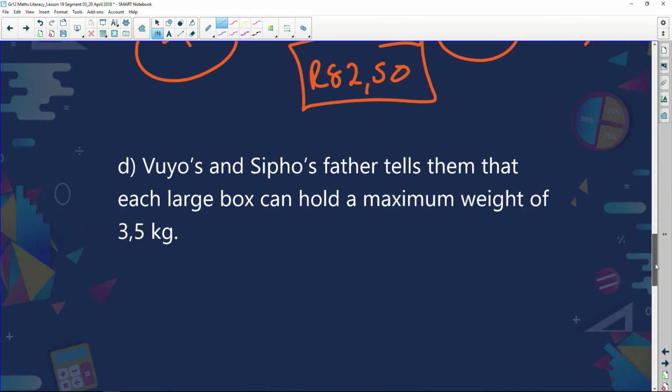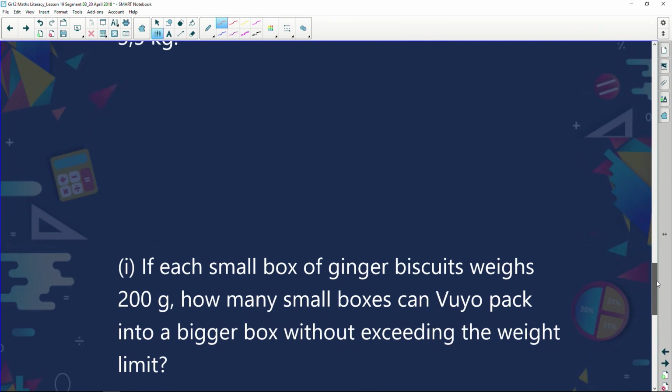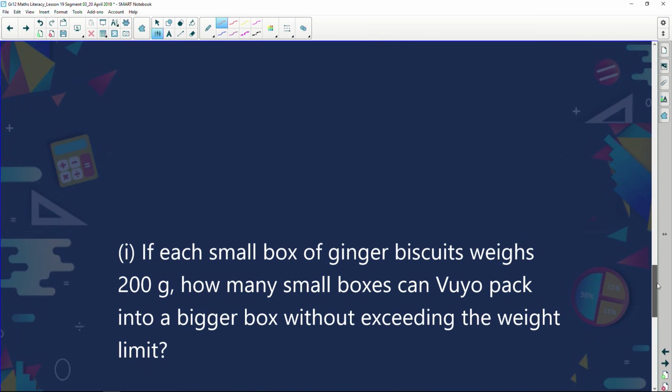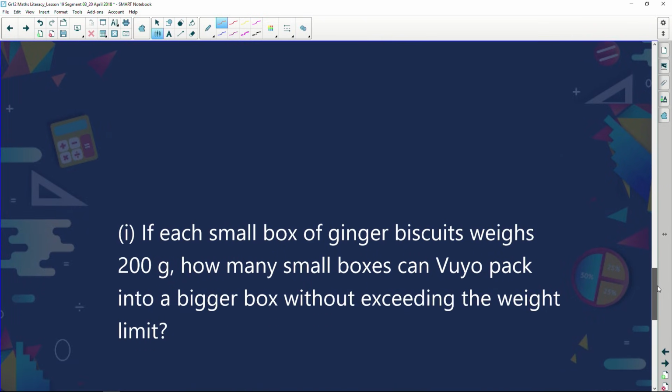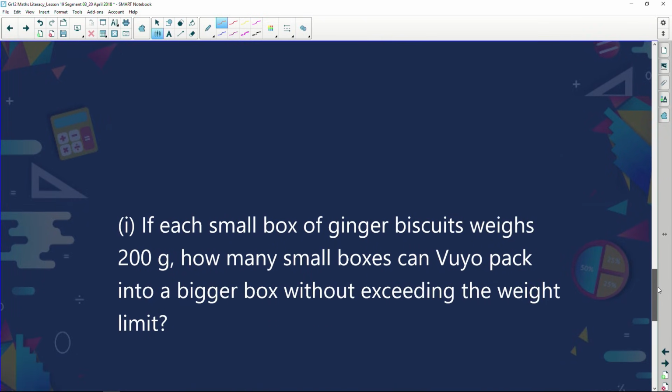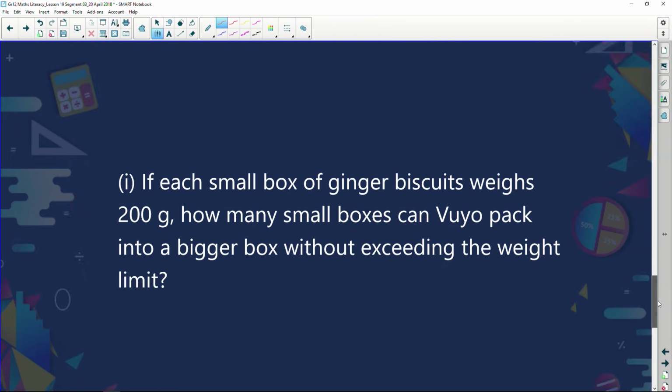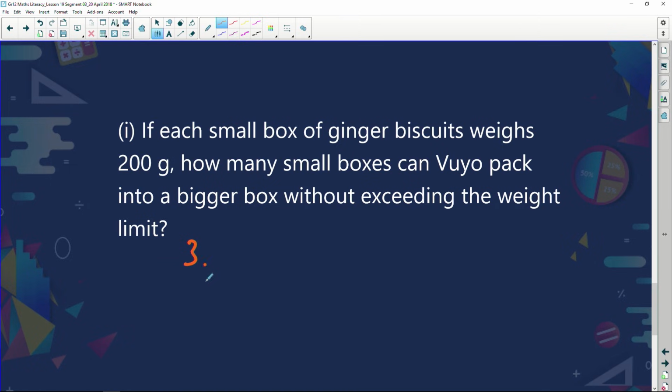Okay, Vuyo and Sipho's father tells him that each large box can hold a maximum weight of 3,5 kilograms. If each small box of ginger biscuits weighs 200 grams, how many small boxes can be packed into the bigger box without exceeding the weight limit? Okay, so each box can weigh 3,5 kilograms, and we're going to divide that by 200 grams.